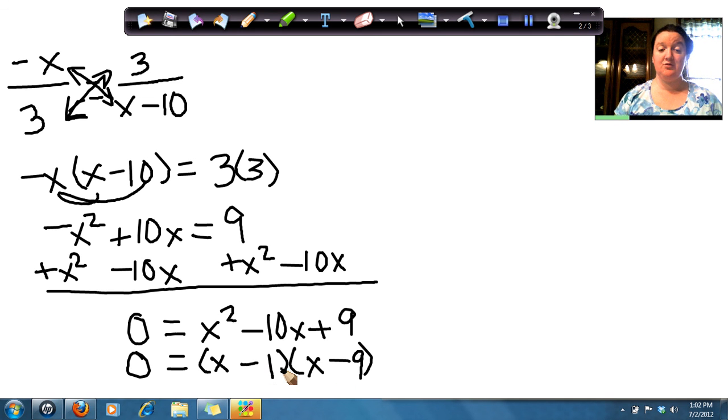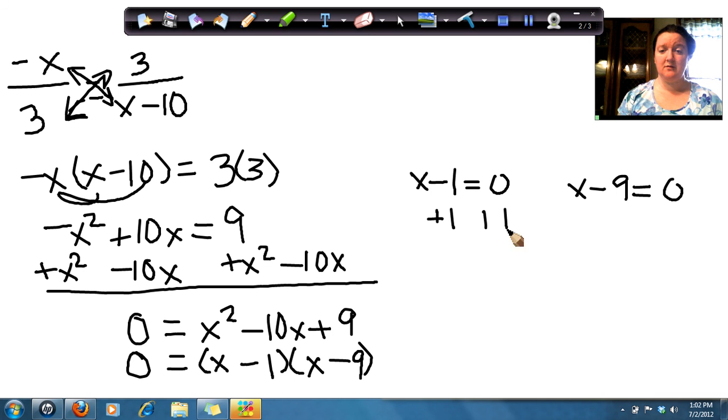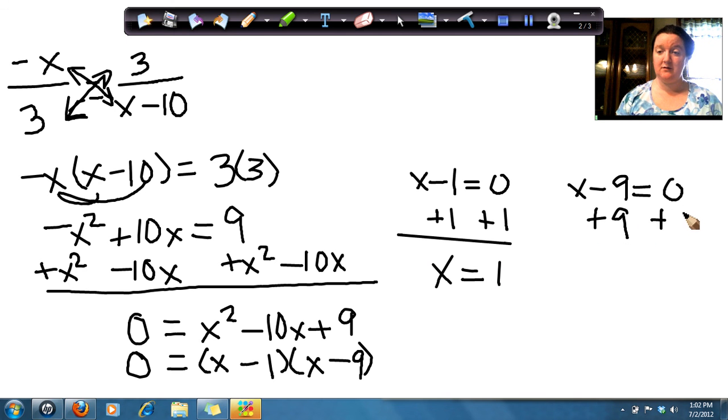So now I need to take each one of these sets of factors and make them equal to 0. Take x minus 1 equals 0, and x minus 9 equals 0. You need to find both because both of them are reasonable factors. If I add 1 to both sides, I'm going to get x equals 1. And then if I add 9 to both sides, I'm going to get x equals 9. So I get two answers, x equals 9 and x equals 1.